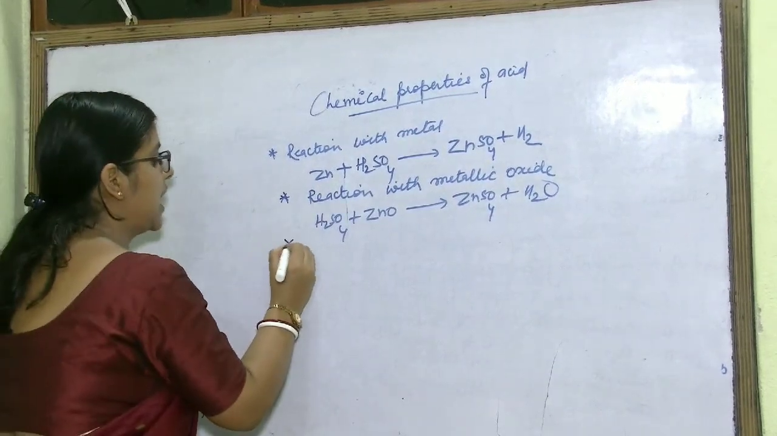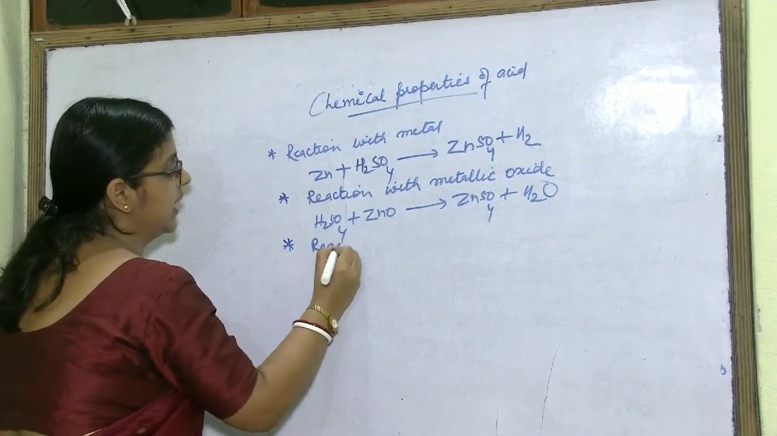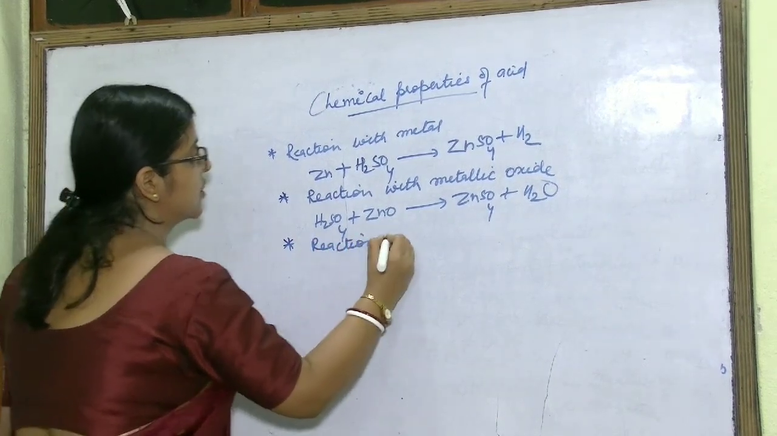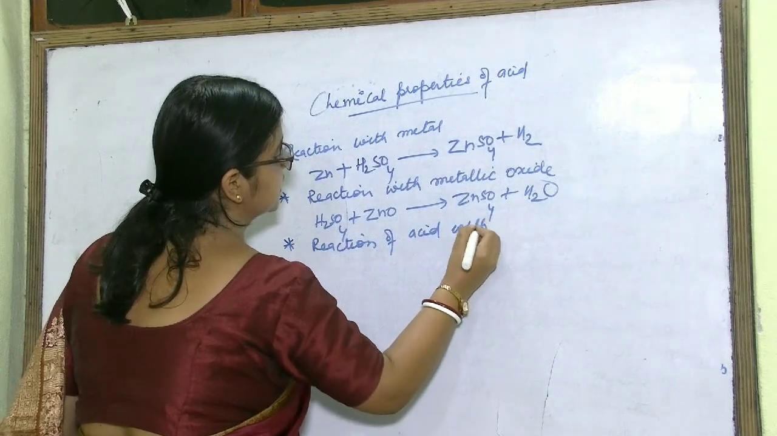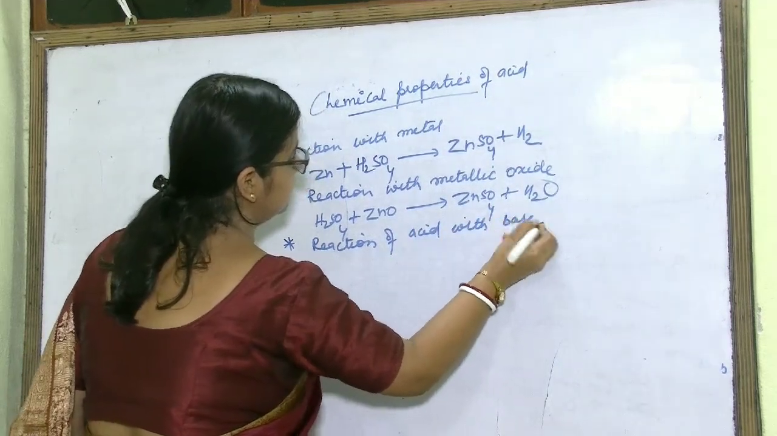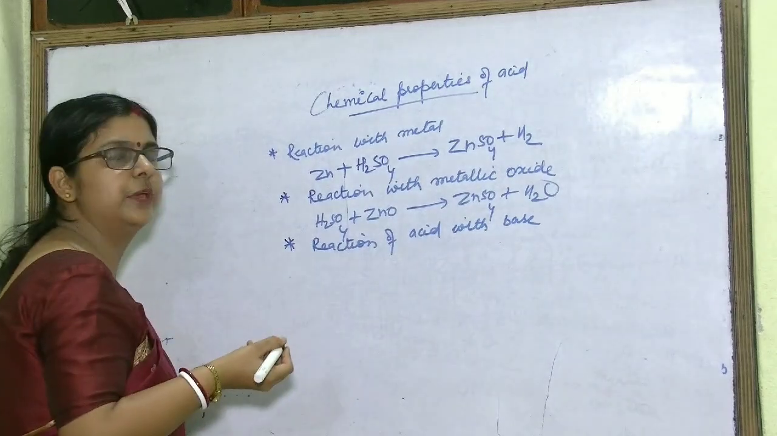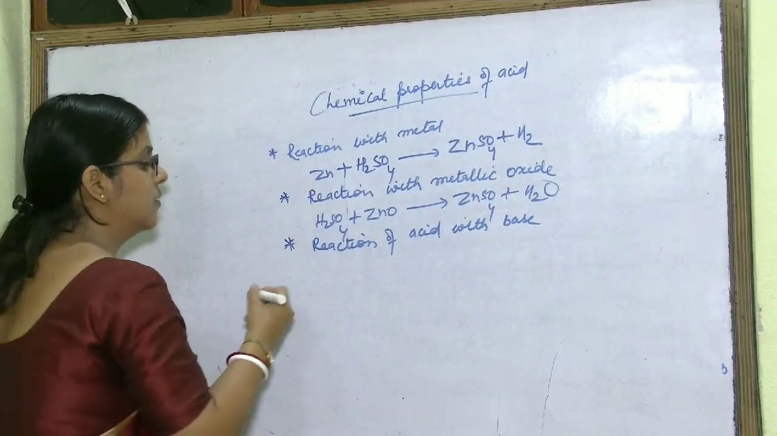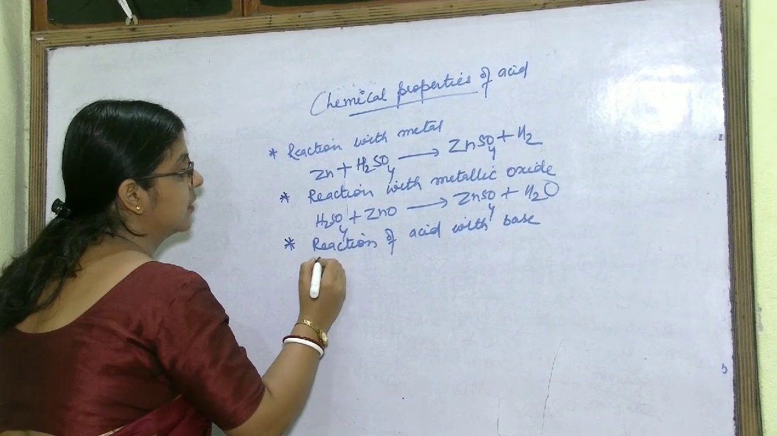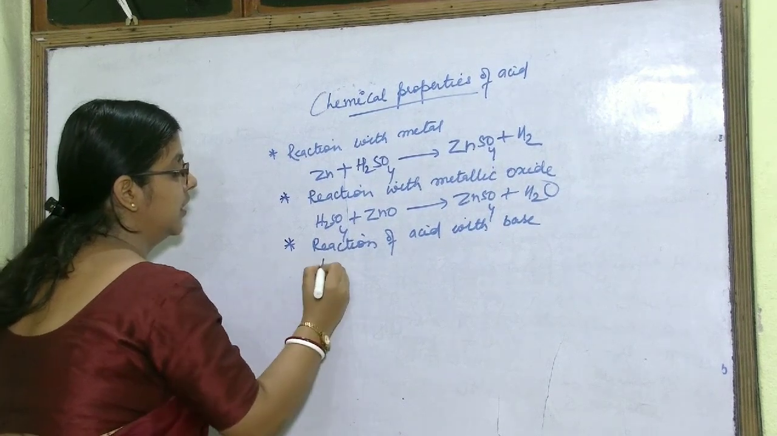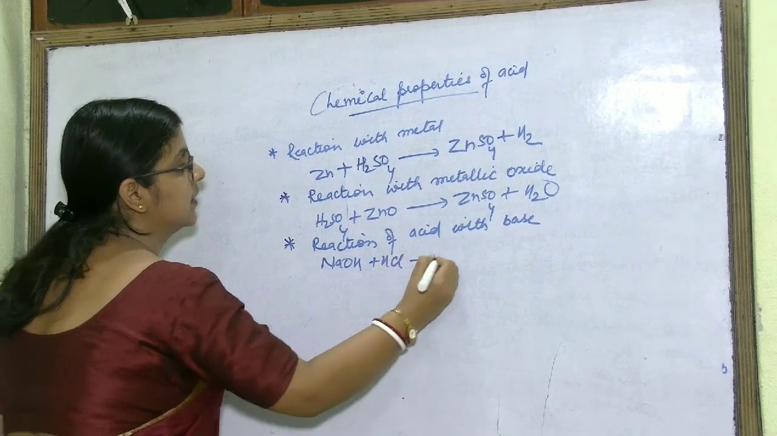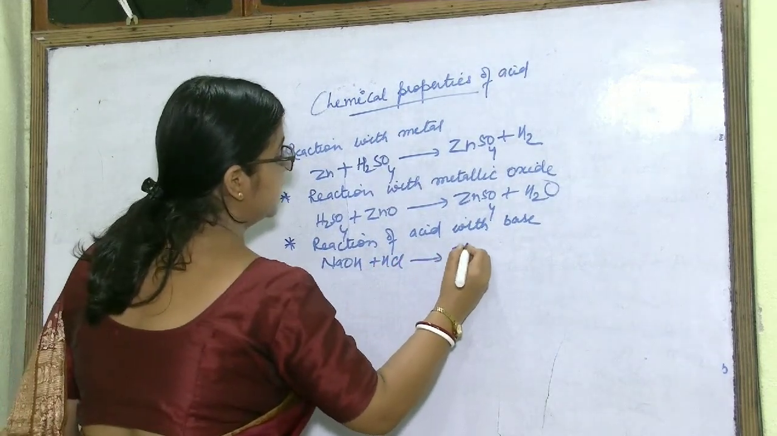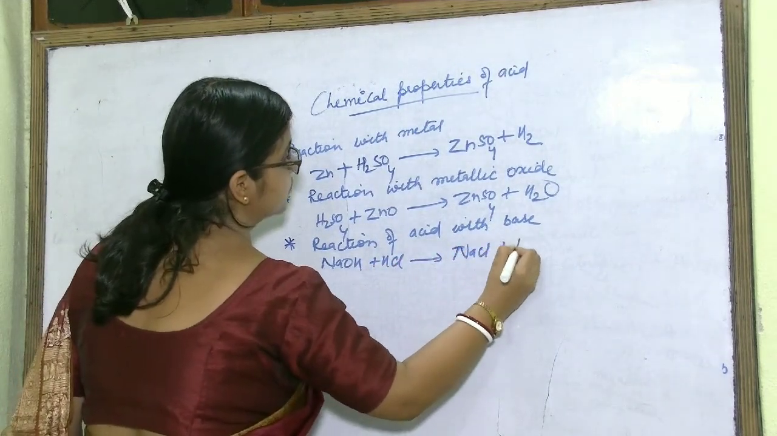Next, reaction of acid with base. Acid reacts with base to form salt and water. NaOH plus HCl forms NaCl plus water.